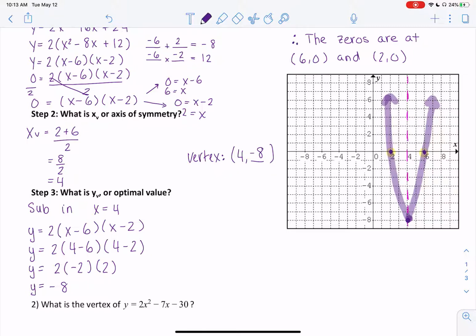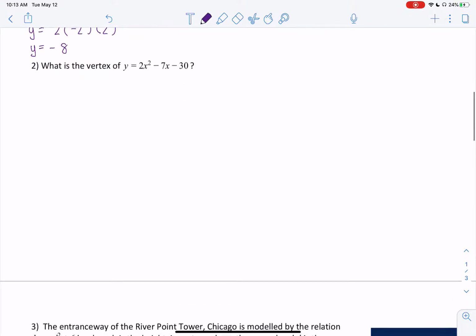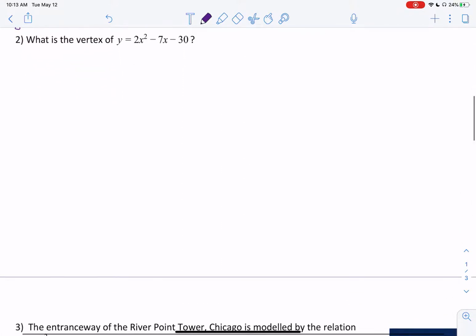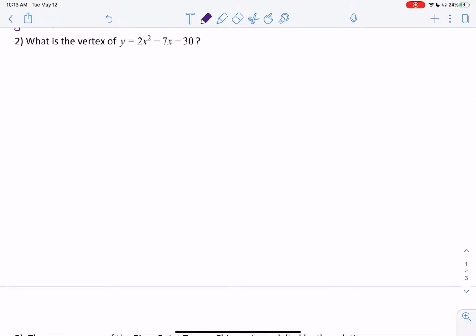Okay, so we're going to do another example similar to what we were doing yesterday. So the next one we're going to do is we're going to find the vertex of 2x squared minus 7x minus 30. So the first thing we're going to do is we're going to find the zeros. So how we do that is we start by factoring our equation. So I'm just going to write it out. And now we need to factor this.